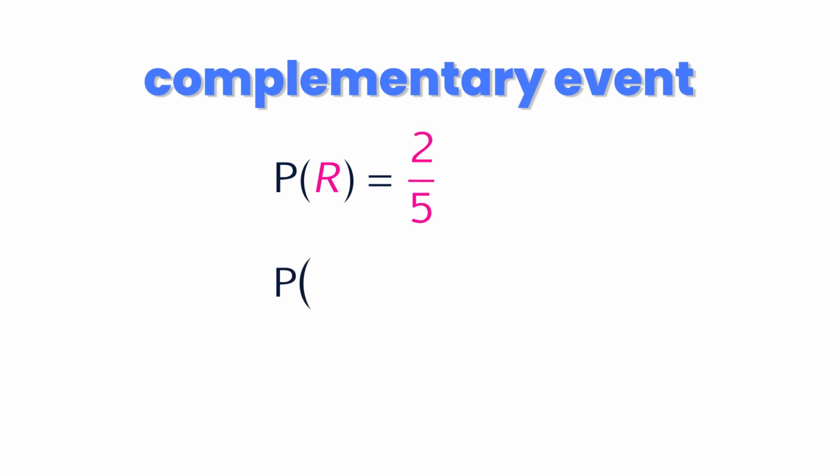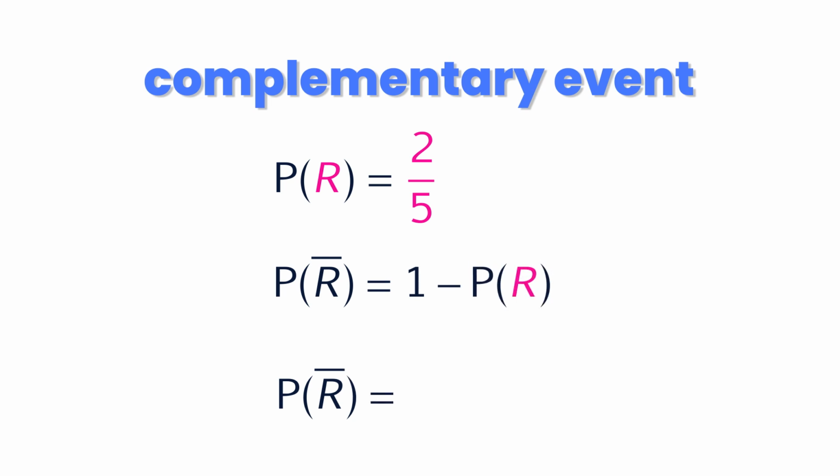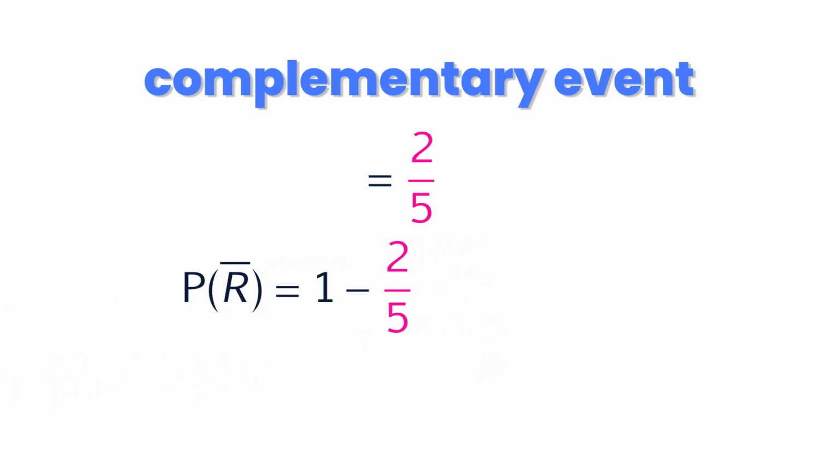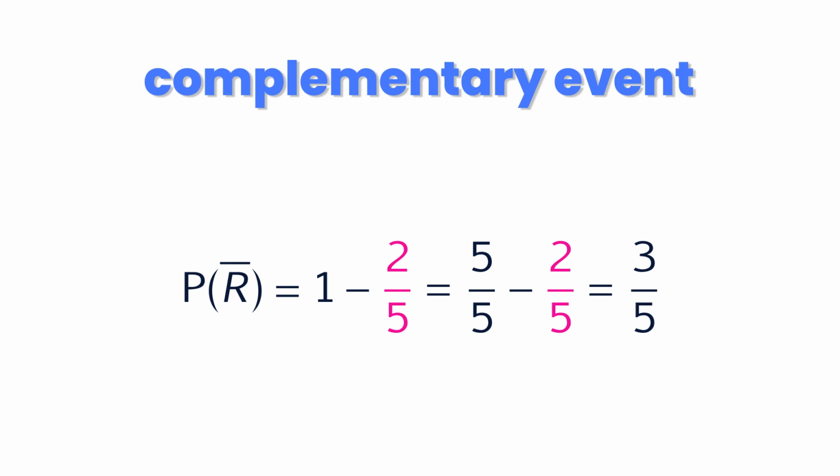The probability of getting raspberry is 2/5. To find the probability of not R, you take 1 minus the probability of raspberry, which is 1 minus 2/5. To subtract the fraction from the integer, you write 1 as 5/5. This gives you 5/5 minus 2/5, which equals 3/5. So the probability of you taking a piece of candy that is not raspberry flavored is 3/5.